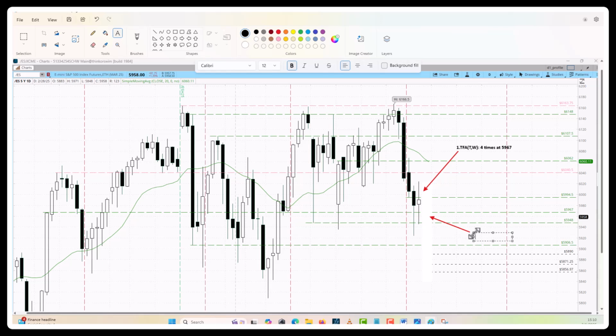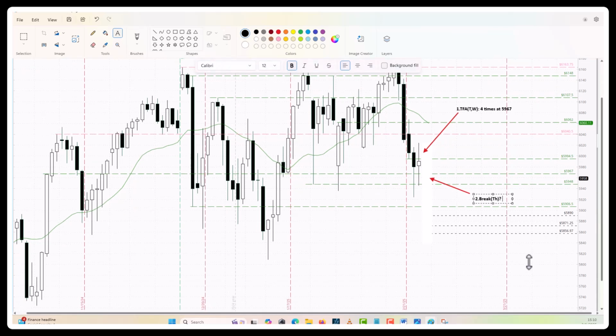Then the idea for Thursday is that it will break to the outside right there. Break to the outside. So this one is on Thursday. Will it break on Thursday? That's the question we go in with.